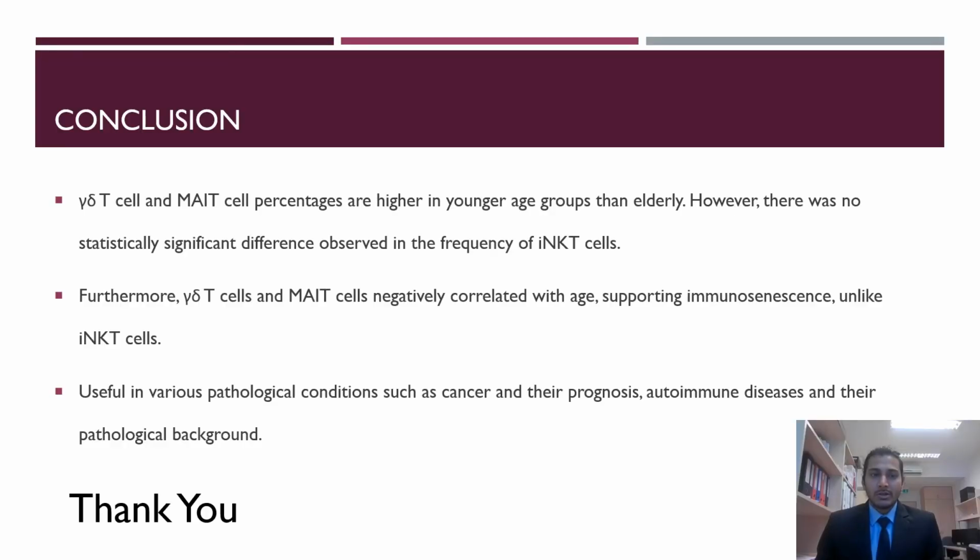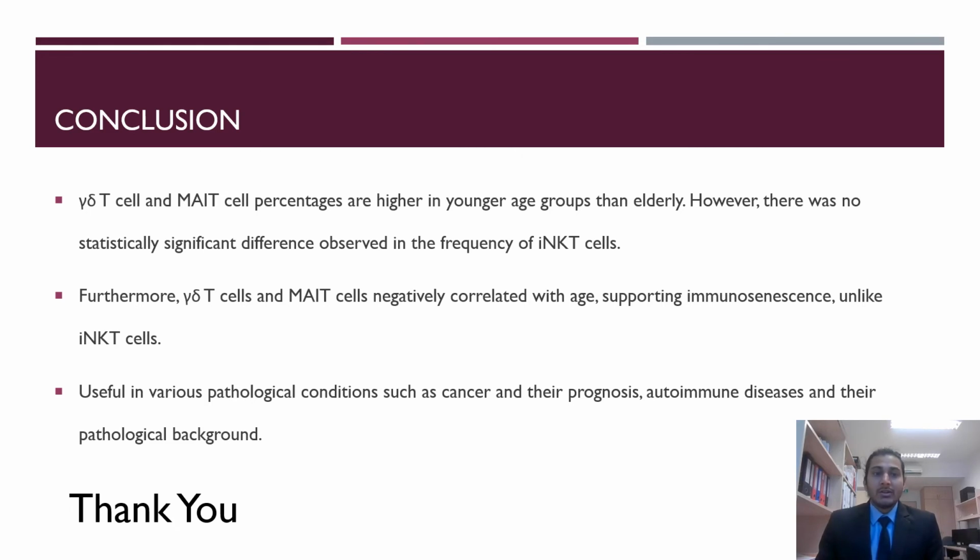To conclude the study, the gamma delta T cell and MAIT cell percentages are higher in the younger age population than in the elderly population. However, no statistically significant difference has been observed in the case of the iNKT cells. Furthermore, the gamma delta T cells and MAIT cells negatively correlate with age, supporting immunosenescence in these populations. However, the iNKT cells do not show any immunosenescence in this population.